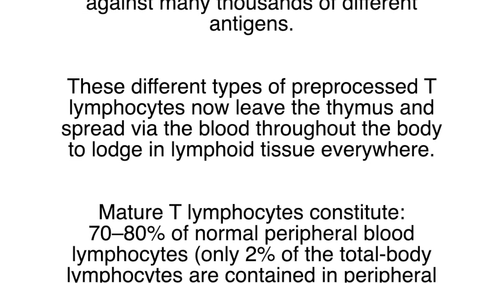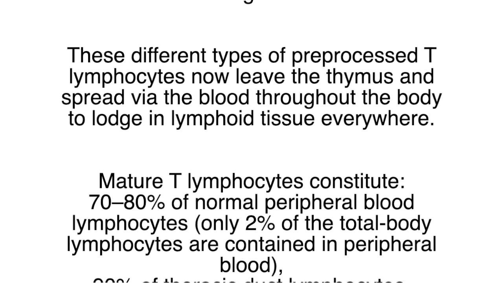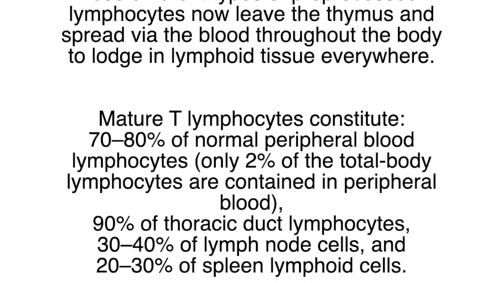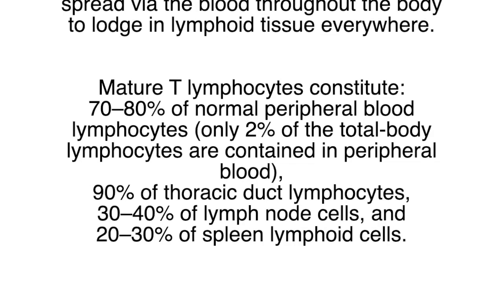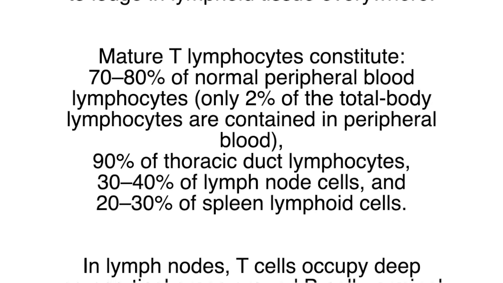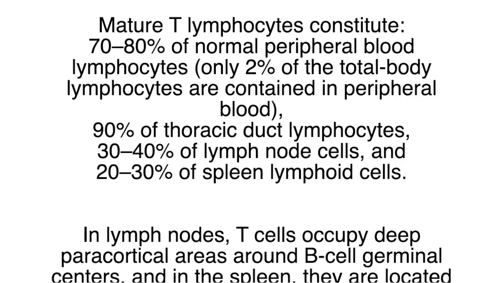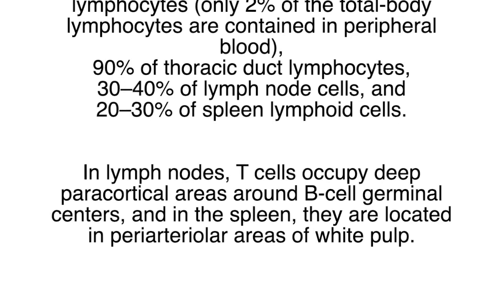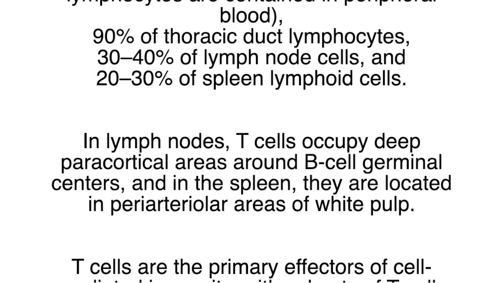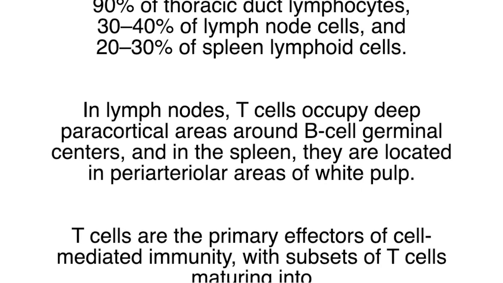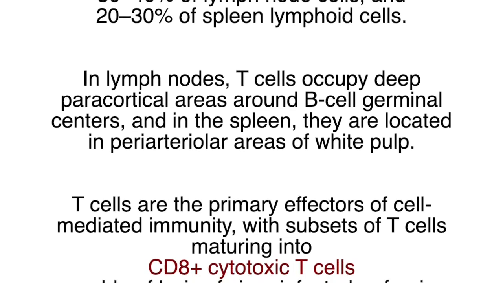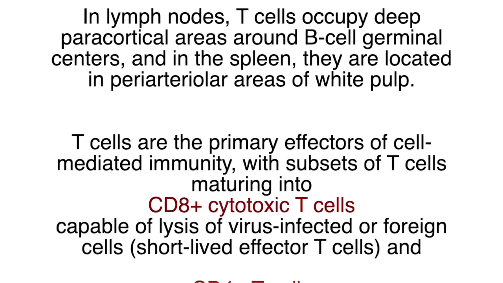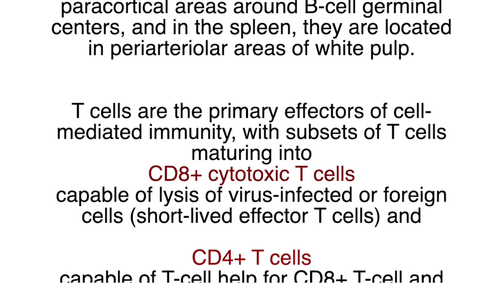Mature T lymphocytes constitute 70 to 80% of normal peripheral blood lymphocytes, constituting only 2% of the total body lymphocytes contained in peripheral blood. They make up 90% of thoracic duct lymphocytes, 30 to 40% of lymph node cells, and 20 to 30% of spleen lymphoid cells. In lymph nodes, T cells occupy deep paracortical areas around B cell germinal centers, and in the spleen, they are located in periarteriolar areas of white pulp.